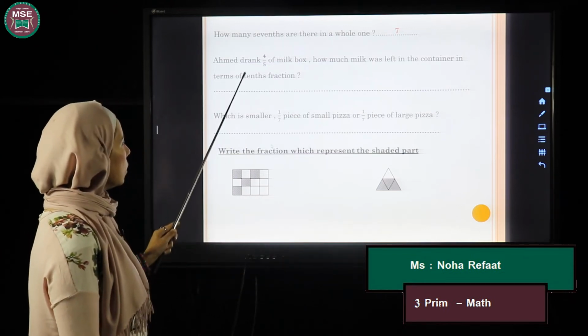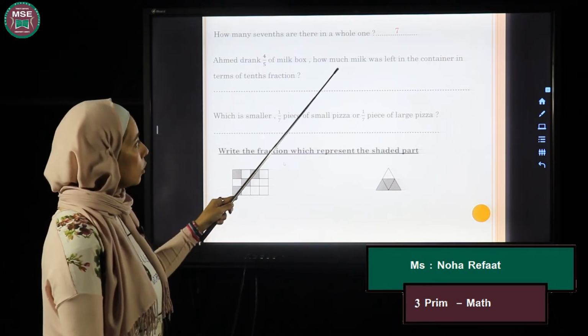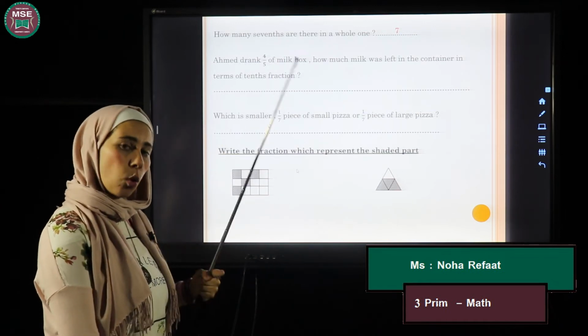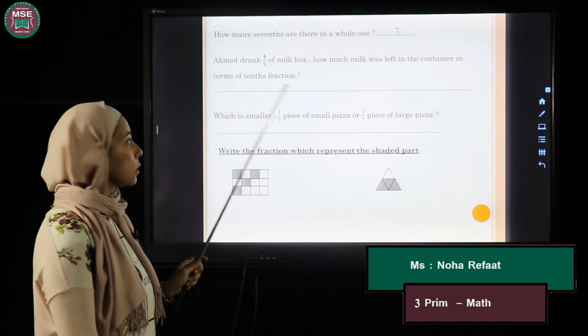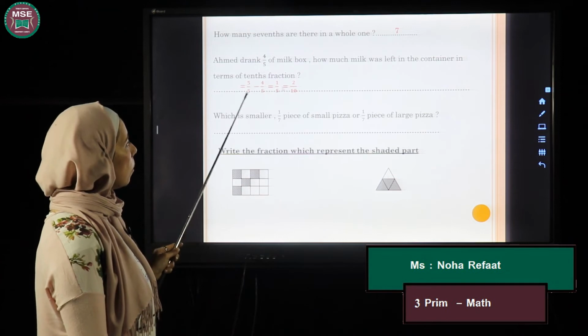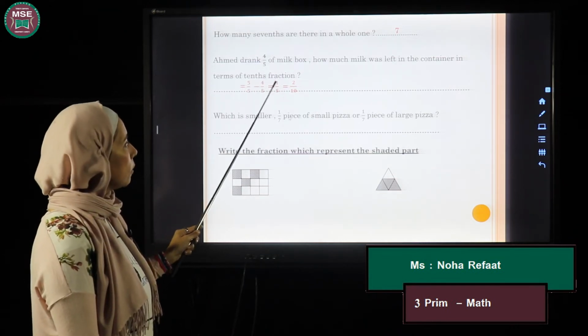The next question, Ahmed drank 4/5 of the milk box. How much milk was left in the container? We have only one whole milk box. So whole 1 means 5/5. So I make 5/5 minus 4/5, which he drank. The answer will be 1/5.